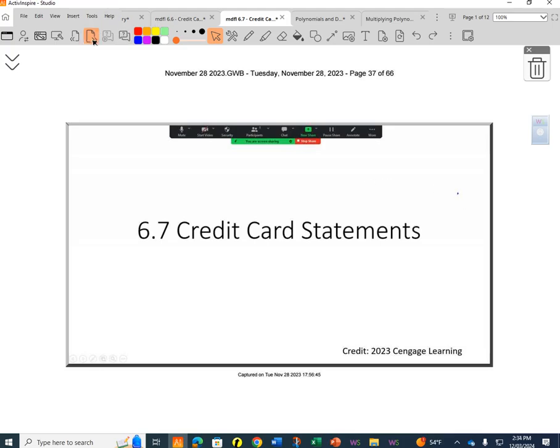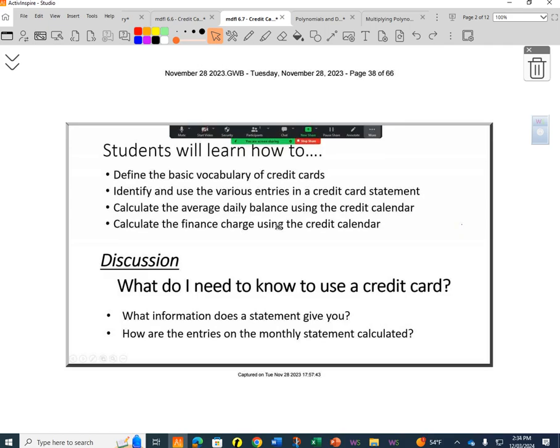All right, credit card statement. I'm going to go over a lot of vocabulary. I'm going to go over what the statement gives you, how the entries in the monthly statement are calculated. Okay, you can read through those things.